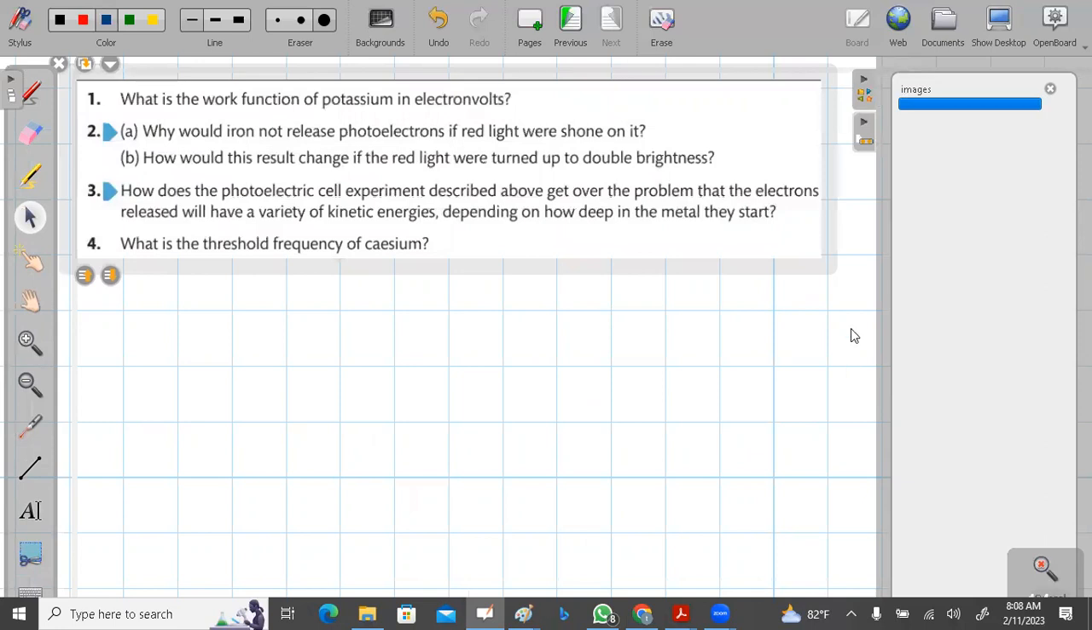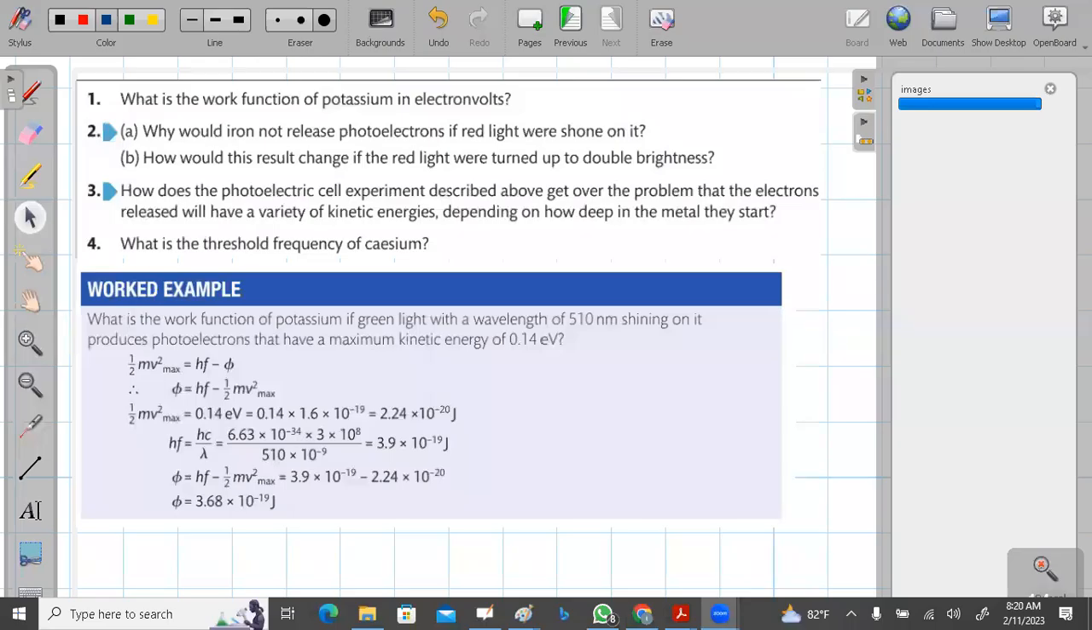Okay. I was using minus 19, that's why. Here.